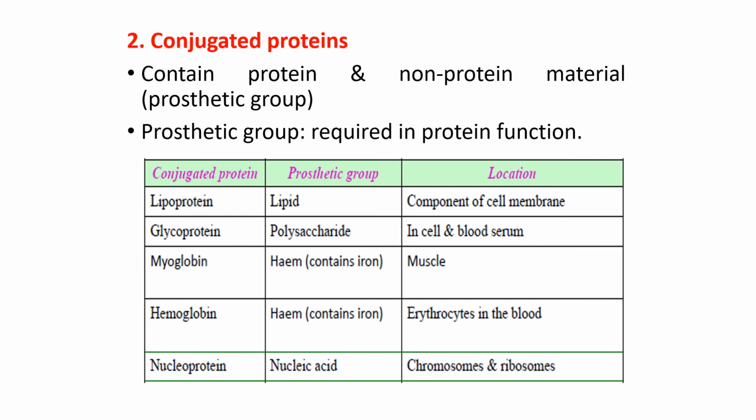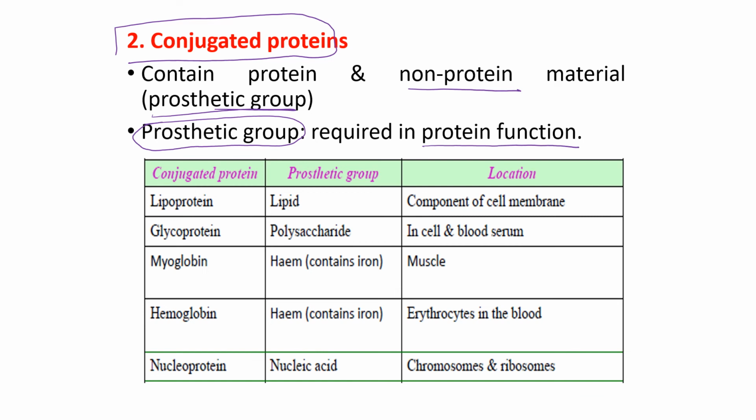The second type of protein based on its composition is conjugated proteins. Conjugated proteins are proteins with other non-protein components. It has amino acids obviously, and also non-protein components known as prosthetic group. The presence of the prosthetic group in the protein is crucial for the function of the protein. Examples of conjugated protein are lipoprotein, glycoprotein, myoglobin, hemoglobin, and nucleoprotein.